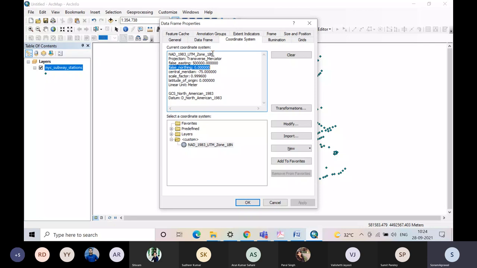For Allahabad, for Prayagraj, what is the UTM zone? Go to the internet and find what is the UTM zone of Prayagraj.